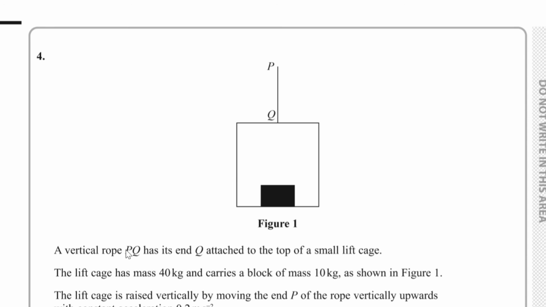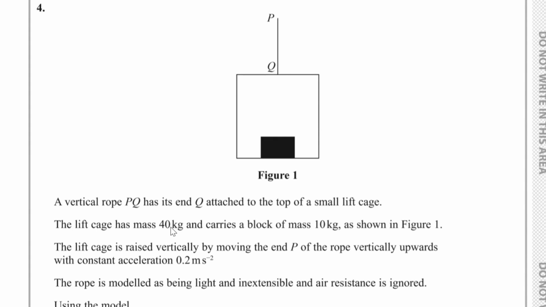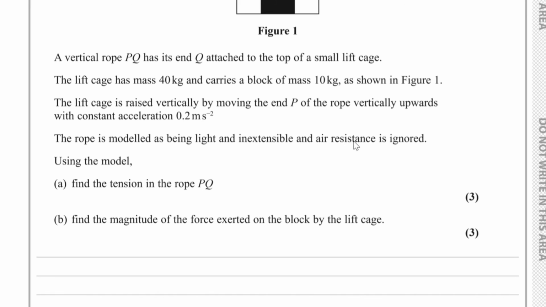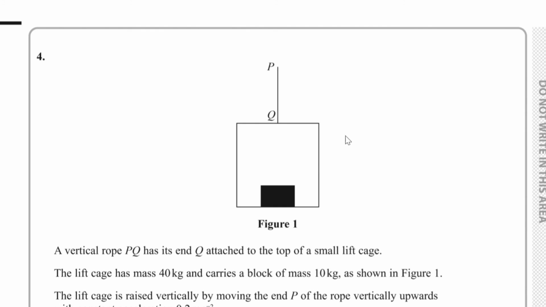Question number 4. A vertical rope PQ has its end Q attached to the top of a small lift cage. The lift cage has a mass of 40 kilograms and carries a block of mass 10 kilograms as we see in figure 1. The lift cage is raised vertically by moving the end P of the rope vertically upwards with constant acceleration 0.2 meters per second squared. The rope is modelled as being light and inextensible, and air resistance is ignored. Using the model, we have to find the tension in the rope PQ.